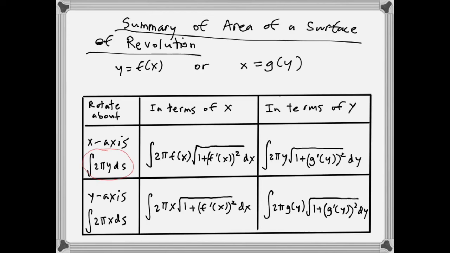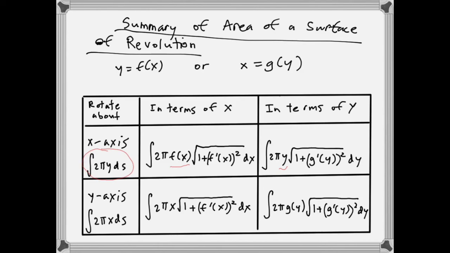So you notice that here, if we have it in terms of x, we use f of x here, right? But if it's in terms of y, then we just use the letter y. We don't replace it with the function. We actually just use the letter y.